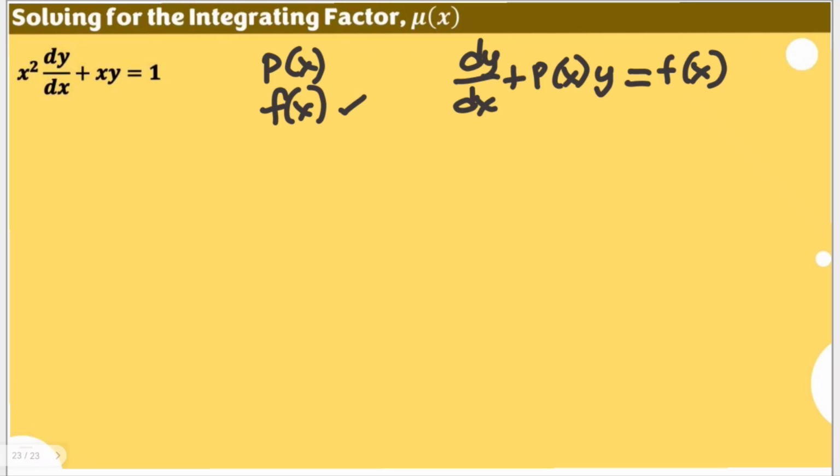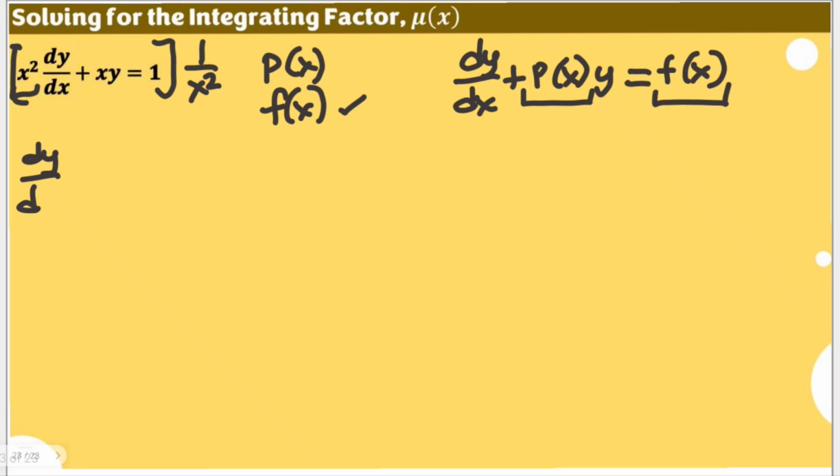Once we can establish the standard form, we can determine f of x, and we can also determine p of x. But of course, it should be in a standard form. So that would mean, looking at our given, we have here x squared, and therefore it's not yet in standard form. What should be done in order for us to make sure that it's in standard form? The goal here is to multiply with 1 over x squared on all terms, so that in our first term, we only have dy over dx.